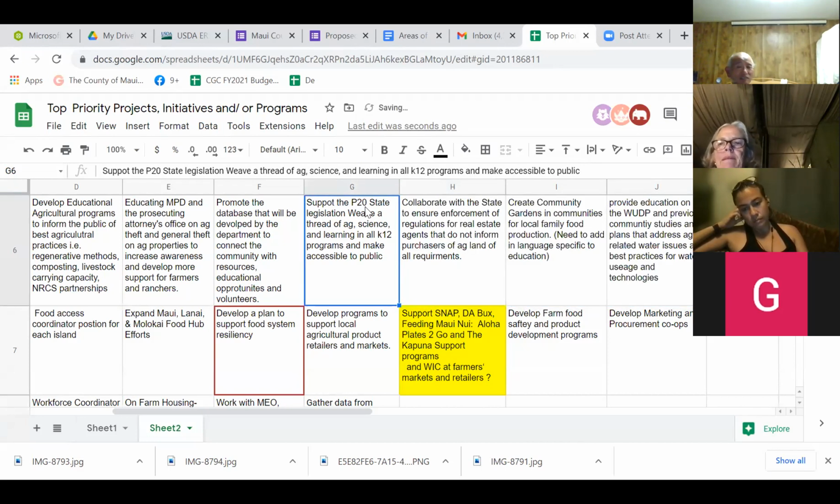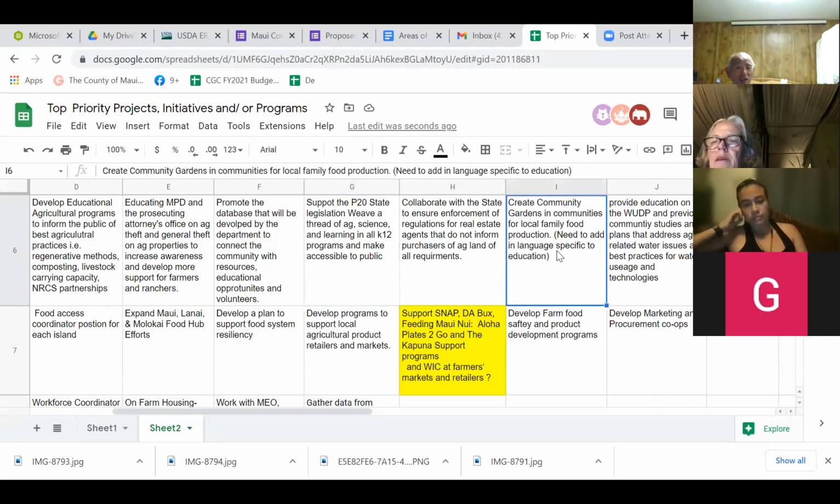Better, thank you. All right, and then what is the need to add in specific language specific to education for the community gardens? Maybe communities need to be taught how to grow food. Yep, provide educational material to help them start.